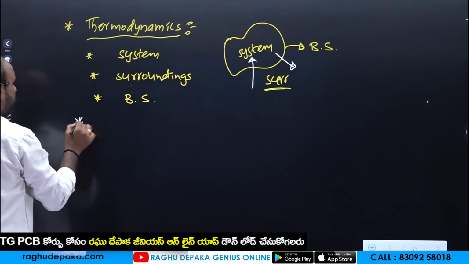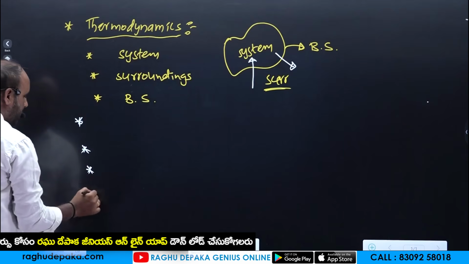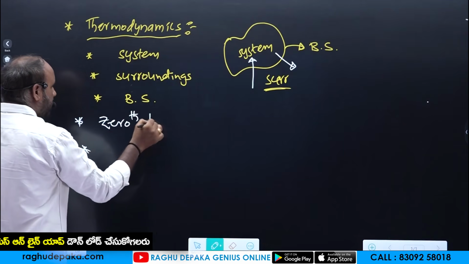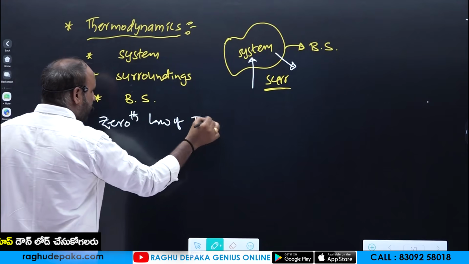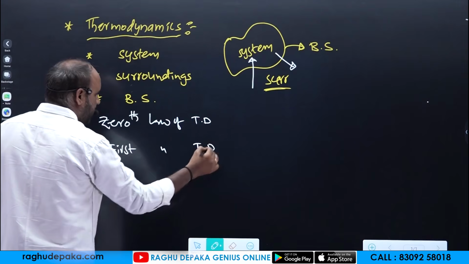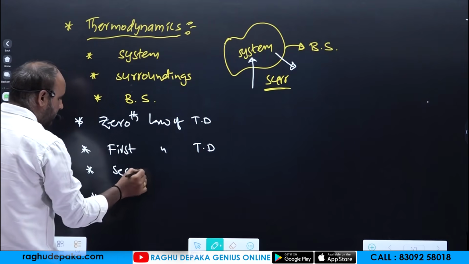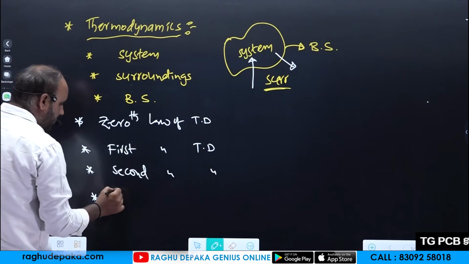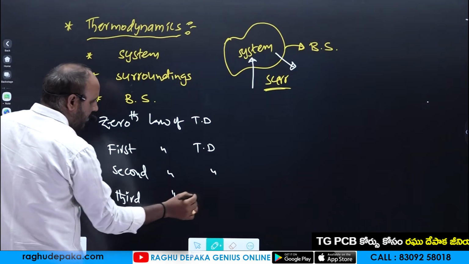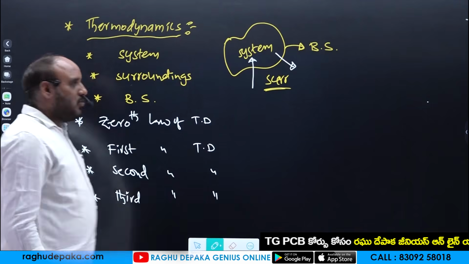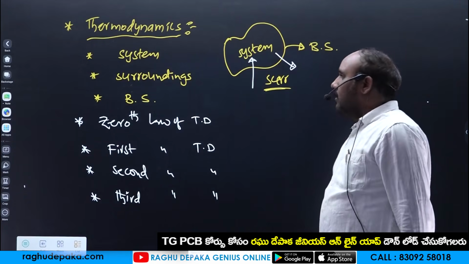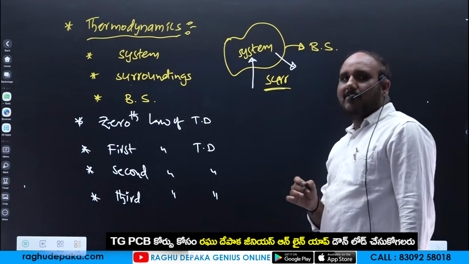So here we are going to discuss four thermodynamic laws. What are those? The first one is the zeroth law of thermodynamics. Then the first law of thermodynamics, then the second law of thermodynamics, then the third law of thermodynamics. What are those laws? How are they stated? Those laws will be understood with the help of the basic terminology involved in them.